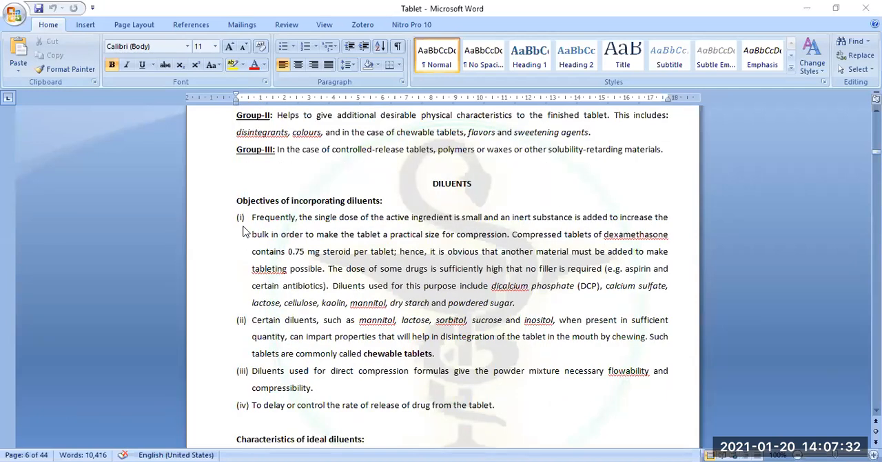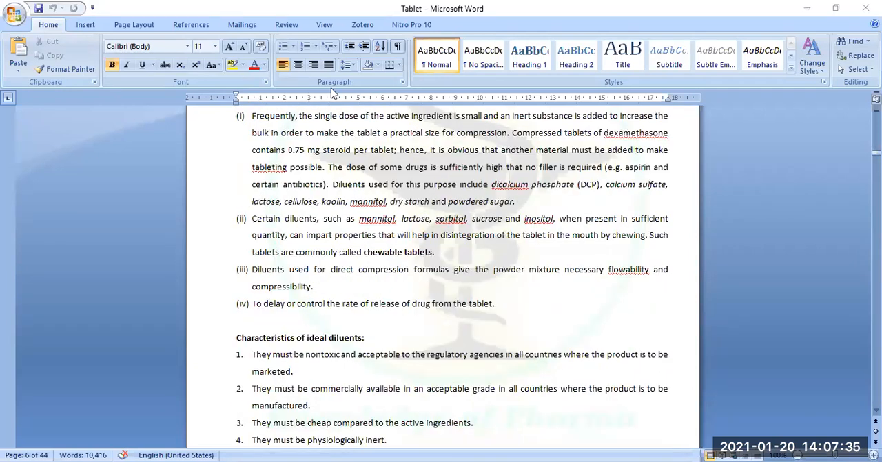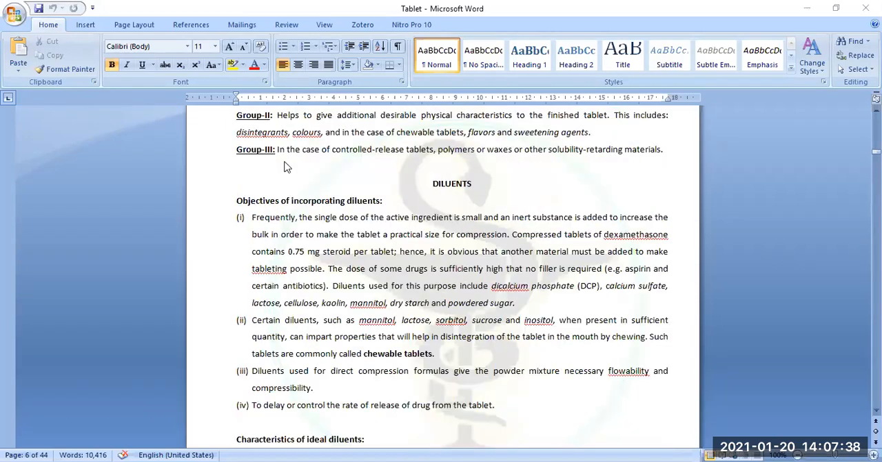Now, first we start with the diluent. What is the basic role of the diluent in tablet manufacture? Generally, diluents are added into a tablet to improve the bulkiness of the formulation. For example, you need to prepare a 70 mg tablet. That is not a sufficient weight or bulk to prepare a tablet, because you require not less than 150 or 200 milligrams of weight for good compression and good size of the tablet. Minimum your weight must be 150 mg or 200 mg.